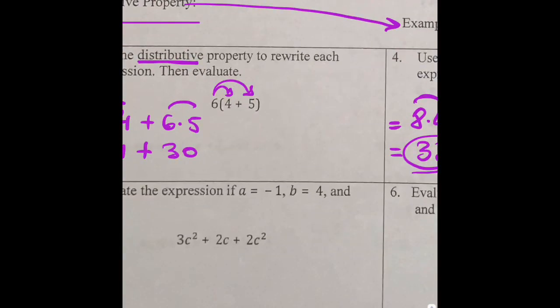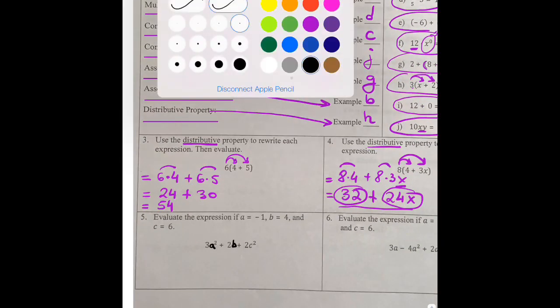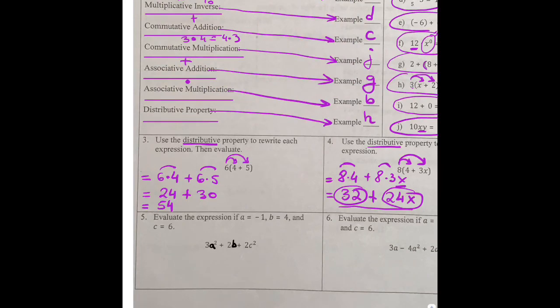Here we should have 3a squared plus 2b plus 2c squared. So here we have to evaluate, which means we have to replace our unknowns or variables with the given values. To do this, I like to rewrite the expression with blank spaces or parentheses where my variables are. And then I replace. Instead of a, I have -1. Instead of b, I have 4. And for c, I have 6.